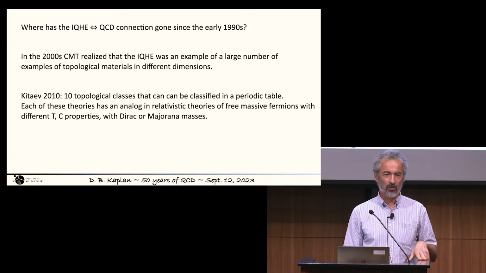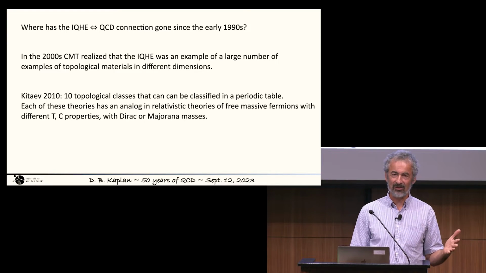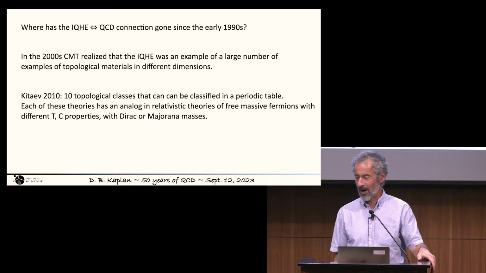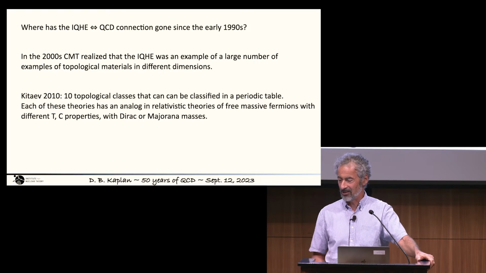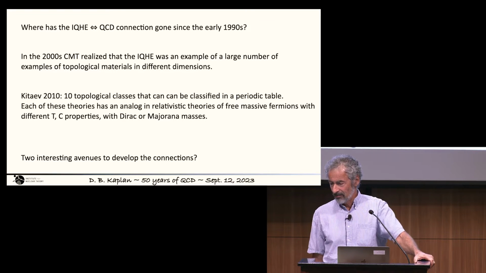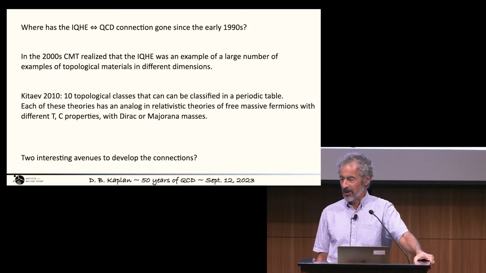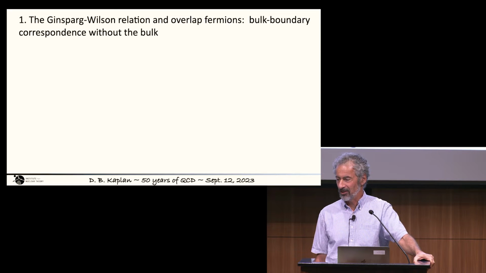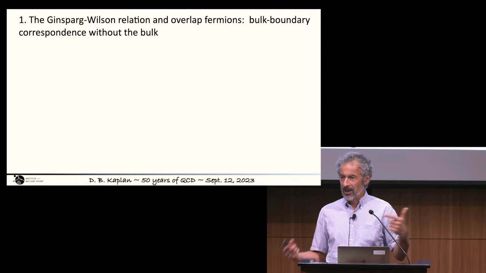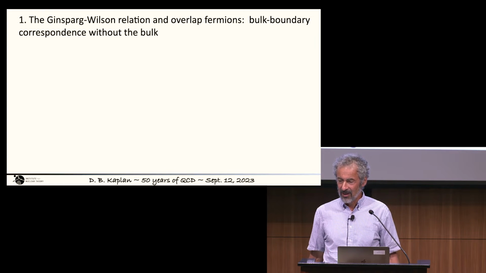So the theories with Majorana masses are like the topological superconductors. Ones with Dirac masses are the topological insulators. So the question then is, are there more ways that we can develop connections between quantum field theory and these different classes of topological materials? And is there any way for cross-fertilization?